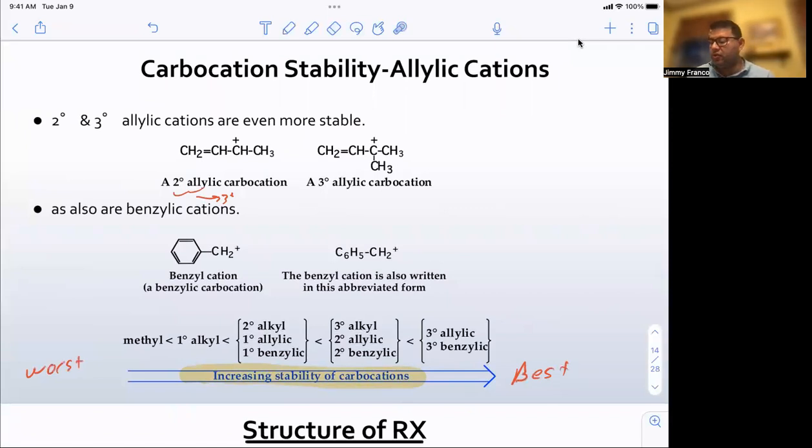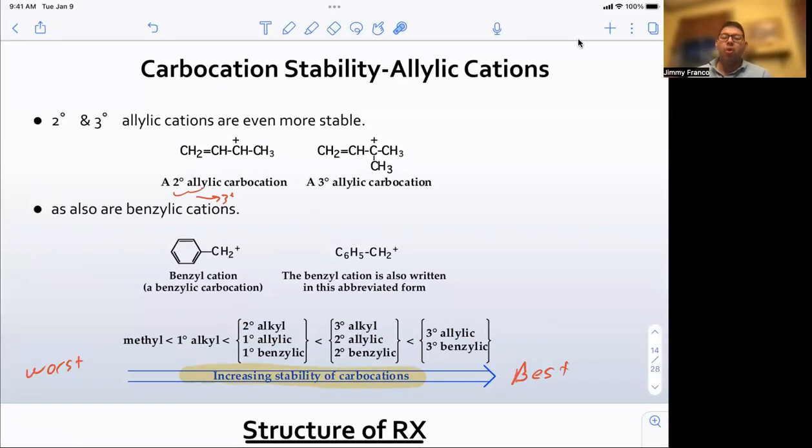As we move to the right, we get better. We said methyl group is the worst, then a normal primary. Anything that's allylic is going to be one better. So that's why you're categorizing the one allylic, one benzylic, and then the two alkyl. This alkyl is just what we've seen before, just a carbocation on a normal carbon chain. If you follow this top row, this is what we'd seen before: methyl, primary, secondary, tertiary. Being allylic or benzylic makes you one better. Secondary allylic and benzylic is equal to a tertiary. And then a tertiary allylic or benzylic is the best. So those are the most stable.